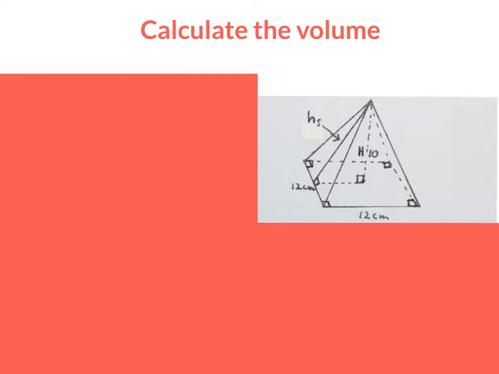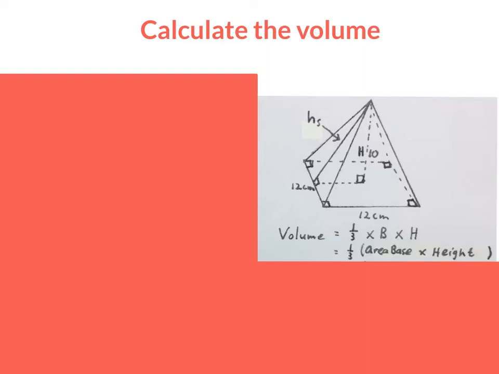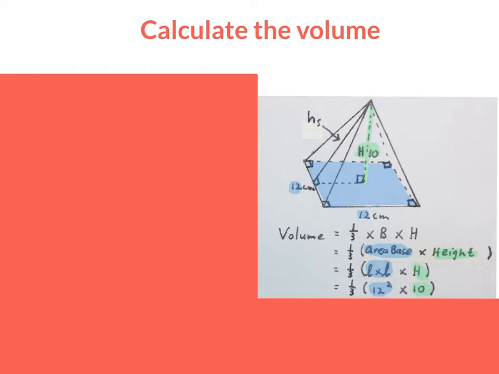Now let's work out the volume of this pyramid. The formula is a third times b times h, which means a third times the area of the base, which is a square, times the height. The area of a square is length times length, or length square, and then that answer times the height. So that gives us a third times 12 square times 10. If you work this out, the final answer is the volume of this square pyramid is 480 cubic centimeters. Please stop the video and get your brain around these calculations.